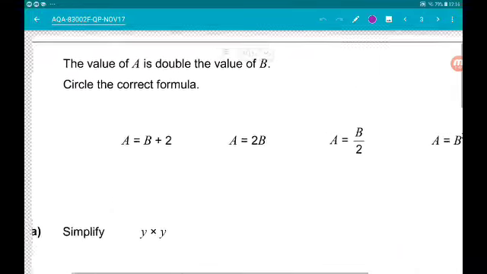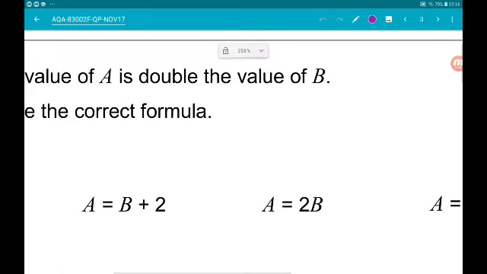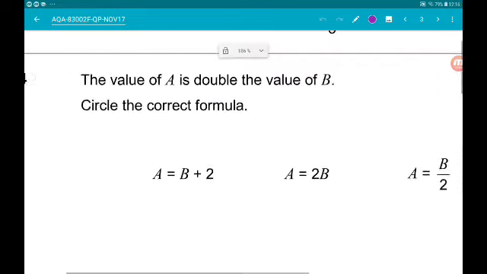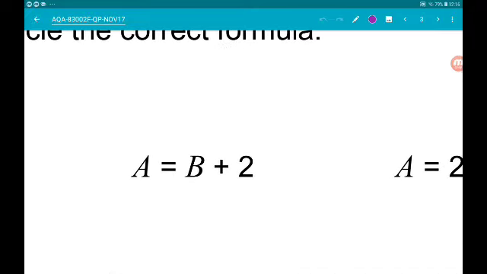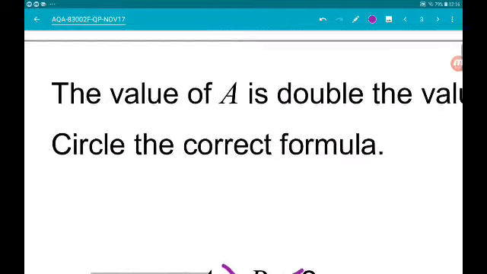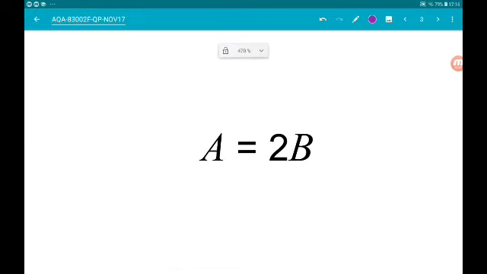Okay, question 4. The value of A is double the value of B. Circle the correct formula. So A is B add 2 means that A is 2 more than B. So it's not that. Well, we were told the value of A is double the value of B. Okay, so this is actually our guy. This says A is 2 times B. So A is double B. Cool.